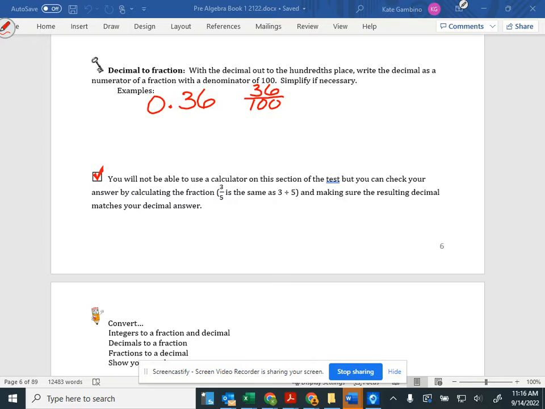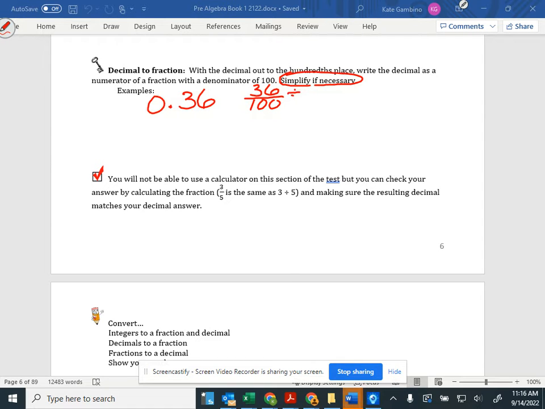Here's the key part to this. Simplify if necessary. Can we simplify? What can I divide out of the numerator and the denominator? Not 3. I can go bigger than 2. 4. I can divide a 4 out of both. Now, somebody said 3. I can divide 36 by 3, but I can't divide 100 by 3. A bunch of us said, oh, 2, they're both even numbers.